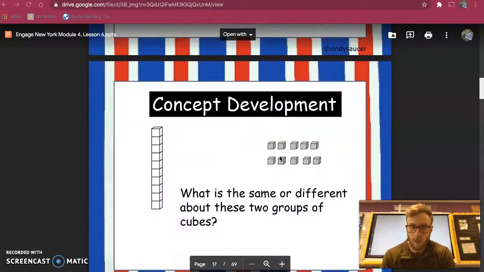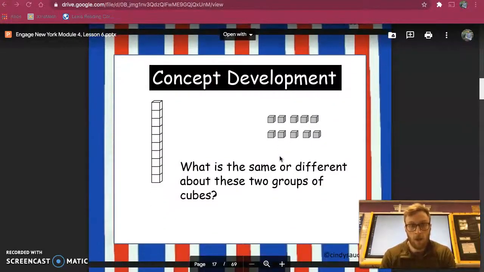Okay? Now, I want you to look at these groups of 10. We have a group of 10 here in a 10 stick, and we have a group of 10 here in a 10 frame. I want you to think about what is the same or what is different about these two groups of cubes. Okay? Think about that right now. Let's start with what is the same. Actually, let's start with what is the difference. That's a little bit easier to spot.